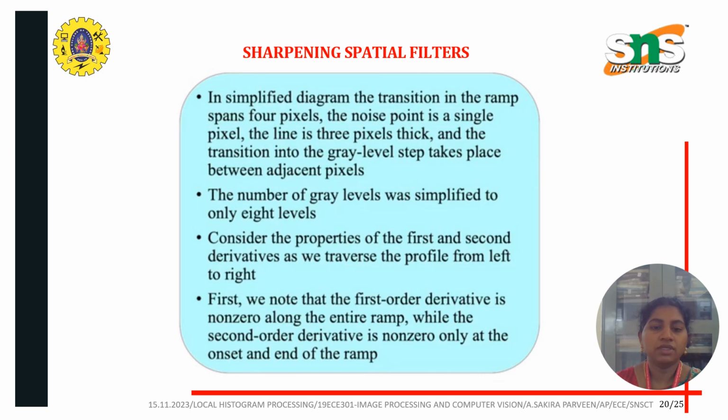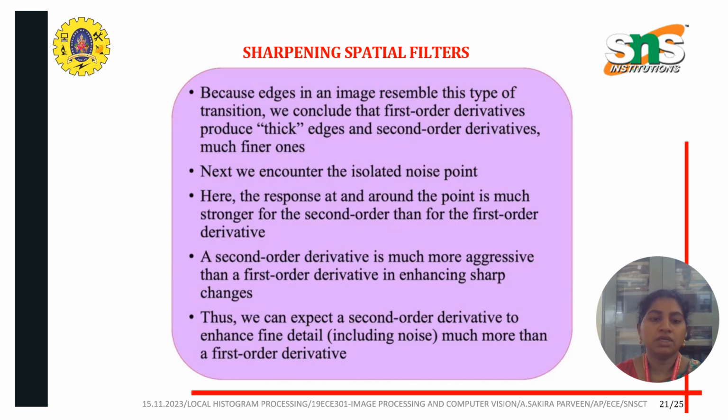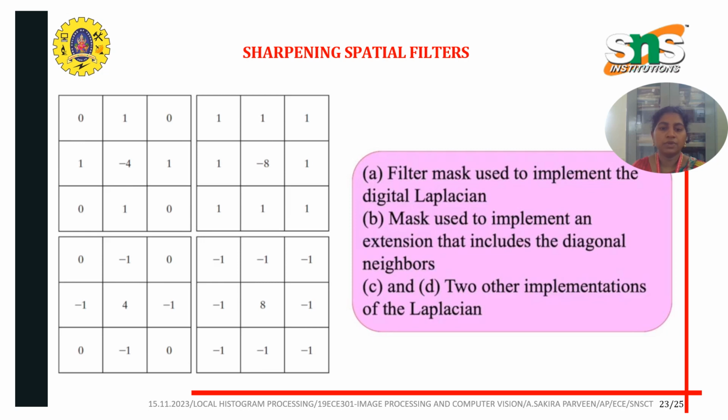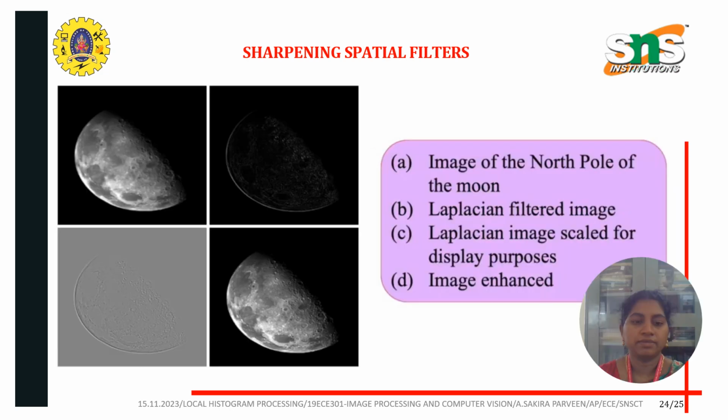In this, the number of gray levels was simplified to only 8 levels, and we note that the first order derivative is non-zero along the entire ramp. Next we encounter the isolated noise point. The second derivative is much more aggressive than the first order derivative in enhancing the sharp changes. This is the corresponding expression, the second order Laplacian equation. And this is the filter mask used to implement the Laplacian. This is the example of sharpening spatial filters.